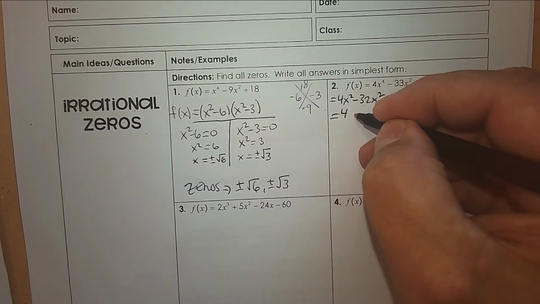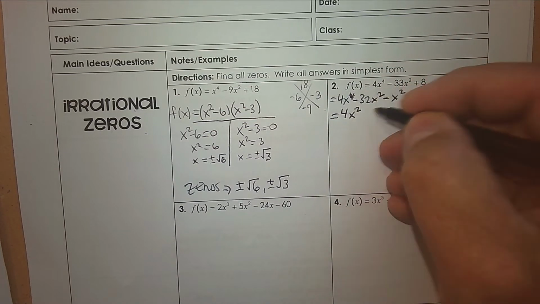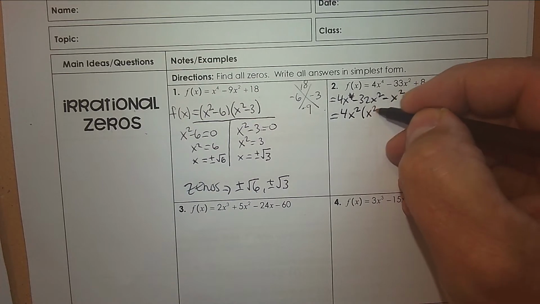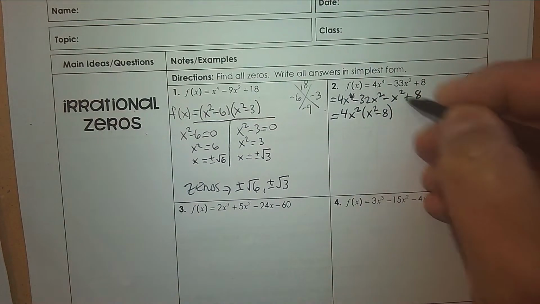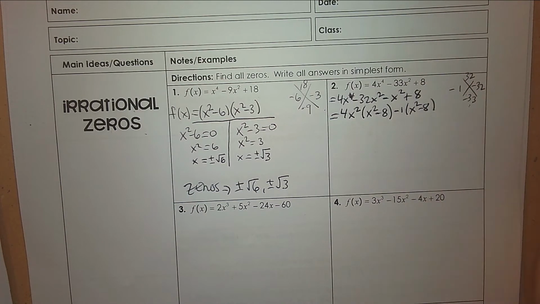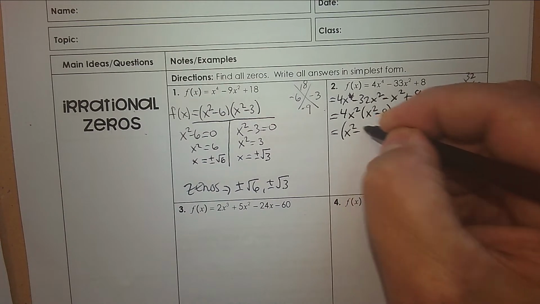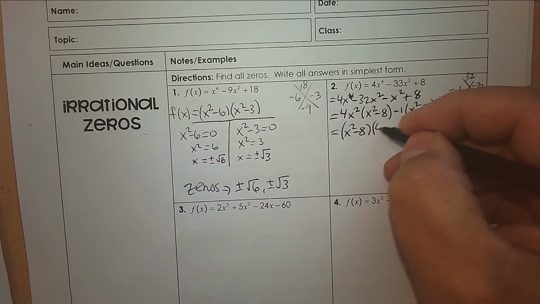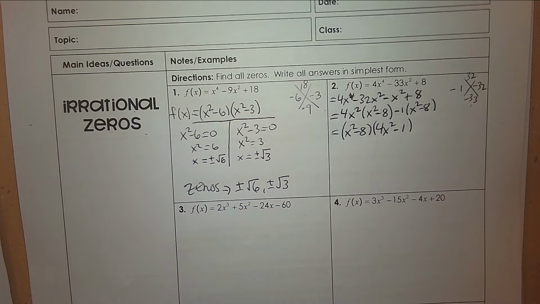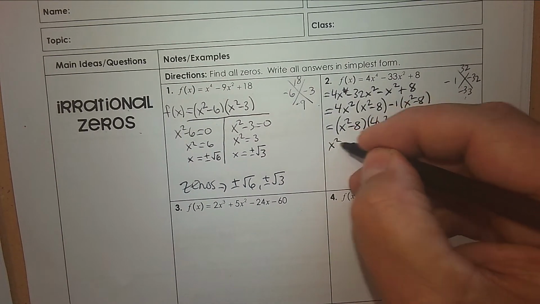And then factor by grouping. The first two have an x squared and a 4 in common, and what I'm left with is x squared minus 8. The second one has a negative 1, and I have x squared minus 8. They share the same factor, x squared minus 8, and what's left over is 4x squared minus 1. Now at this point, I'm going to take each factor equal to 0 and solve it.